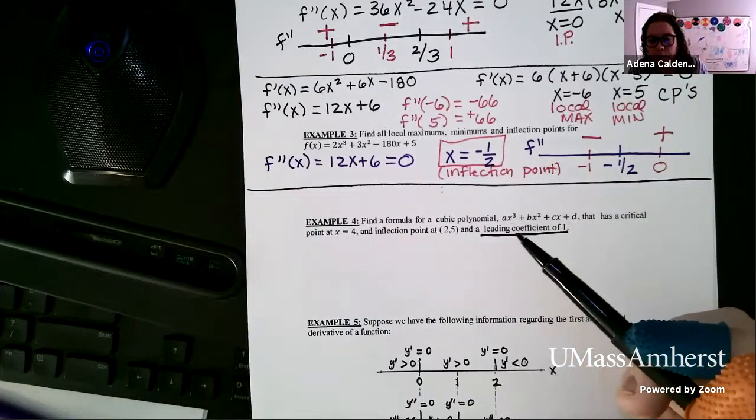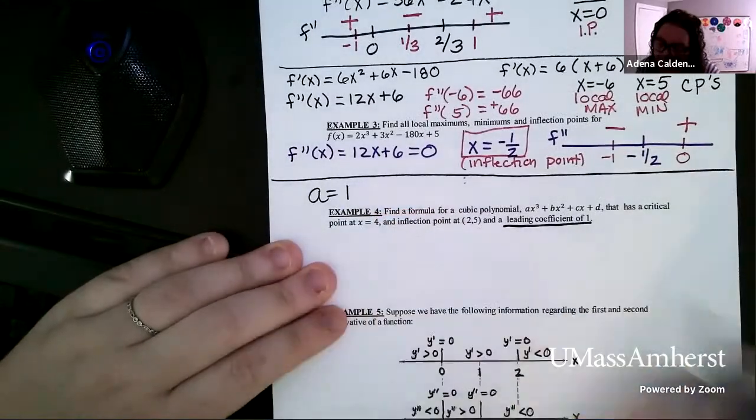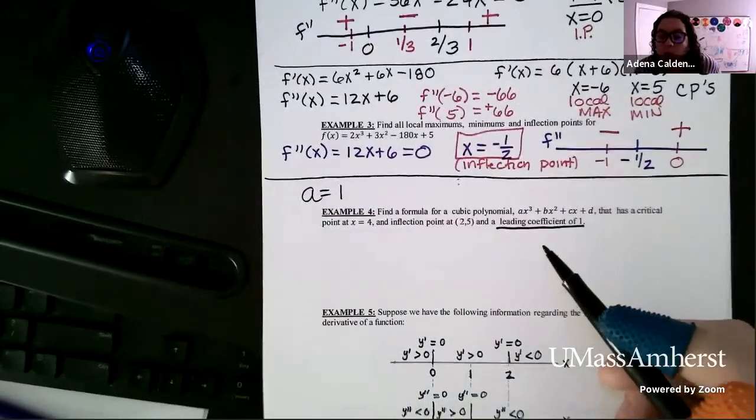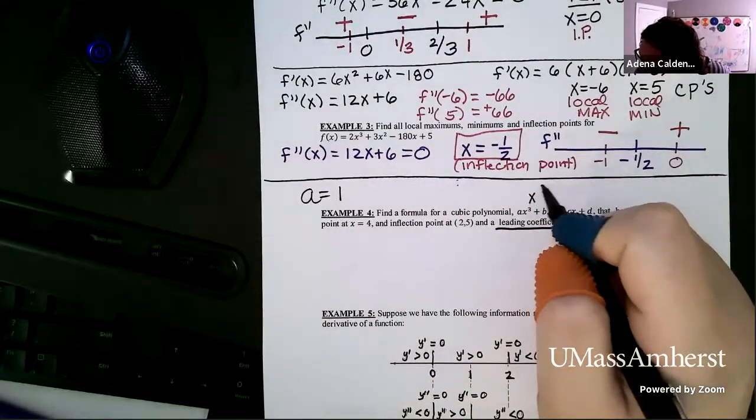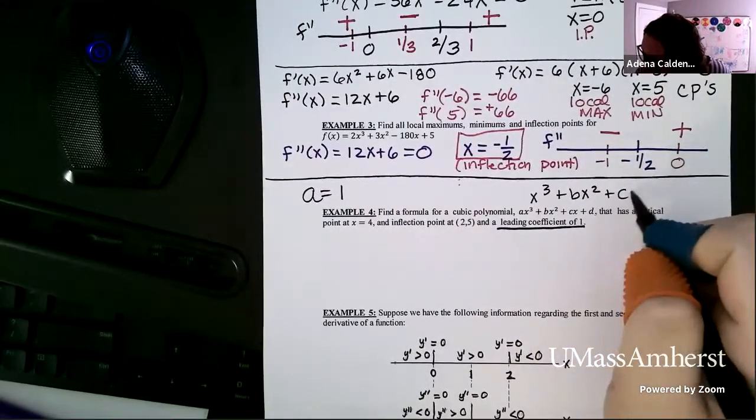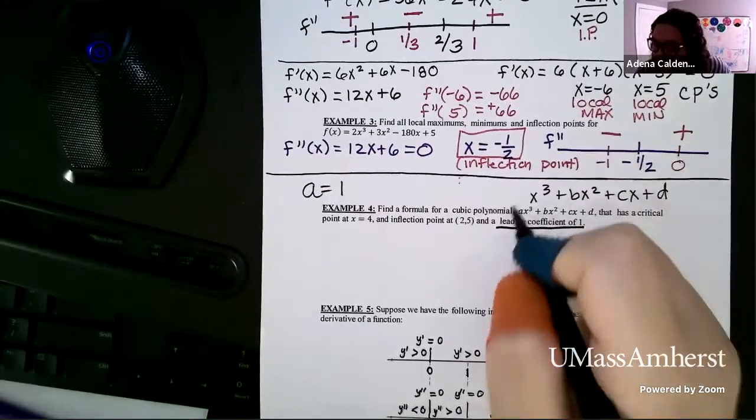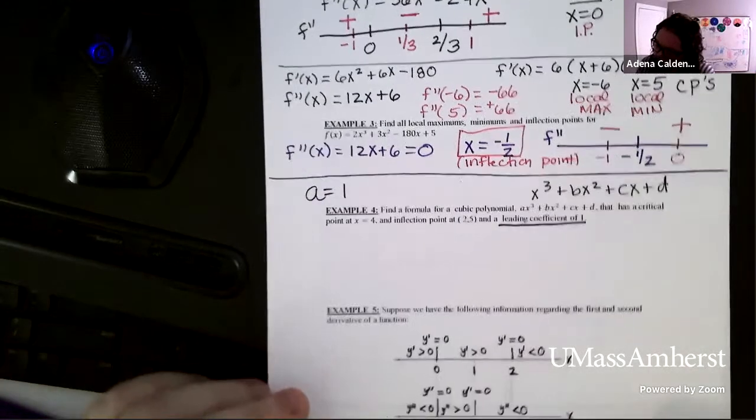So that's x cubed. So what this is telling me is that A equals 1. Okay, so that means I can already rewrite my function as x cubed plus bx squared plus cx plus d, because I know that A equals 1. Okay, so what are we going to be doing here?